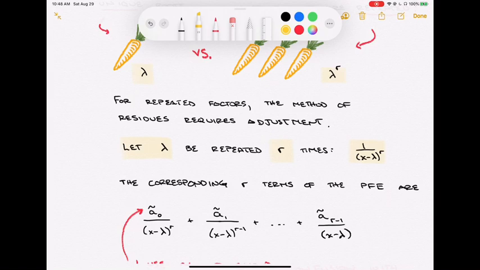The way they end up looking is you have that root repeated r times, that's x minus lambda raised to the r. And then we also get terms for a continuous reduction in the order of that denominator: x minus lambda to the r minus 1, keep reducing it down until you have just x minus lambda. The numerators of all those partial fraction expansion pieces are just constants. The book calls these little a's, subscripted a0 all the way up through a r minus 1, for a total of r terms.